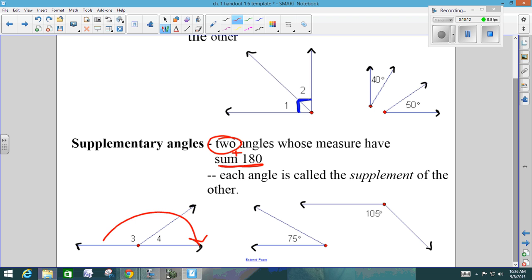Is 75 supplementary to 105? Why? They add up to 180, right? Would we say that these are adjacent or non-adjacent? Non-adjacent. They don't share a ray. They're not really next to each other.